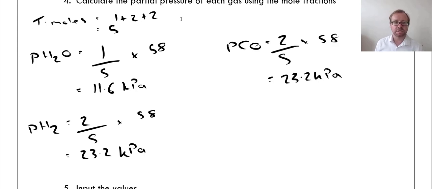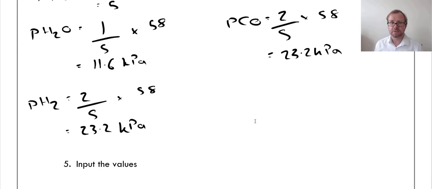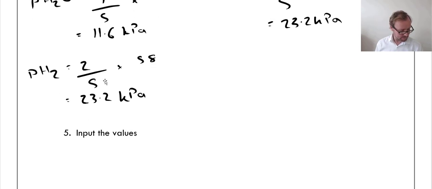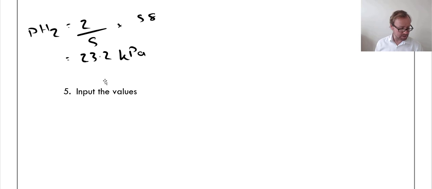Okay, so I've calculated all of my partial pressures. I can check to make sure these partial pressures are right because they should add up to the total pressure, which they do. And now all I need to do is input the values into my Kp expression. So let's just write my Kp expression for clarity again.